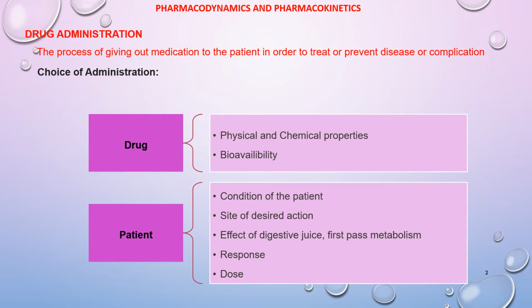The choice of drug administration depends upon the characteristics of the drug, like its solubility, pH of action, and its bioavailability if taken through different routes. It also depends upon the state of the patient, like age, condition, or stage of disease, dosage, other health parameters, site of desired action, effect of digestive juices, and urgency of response.